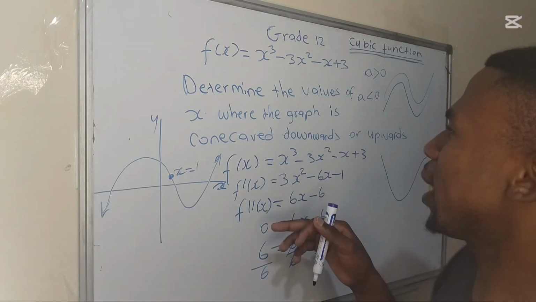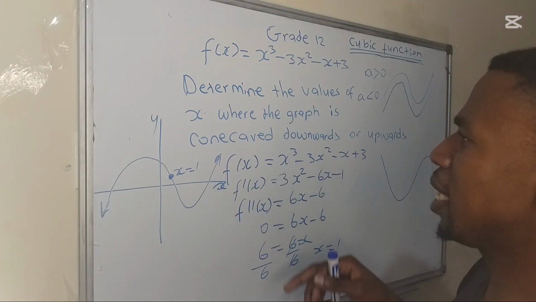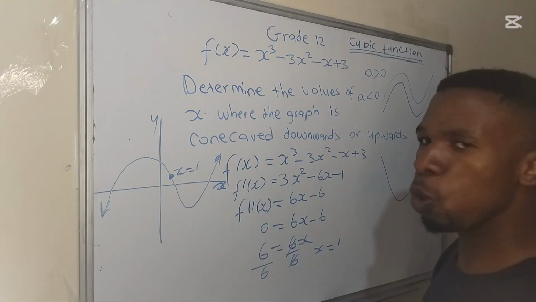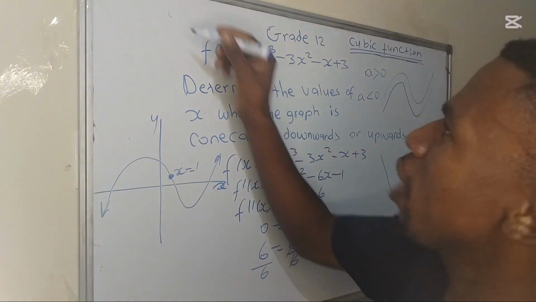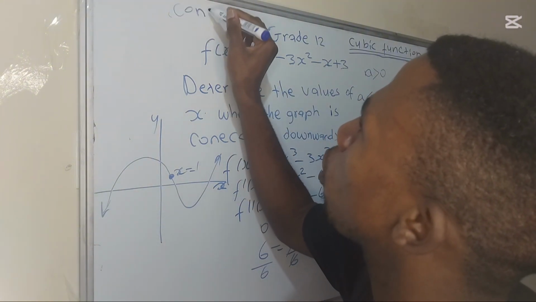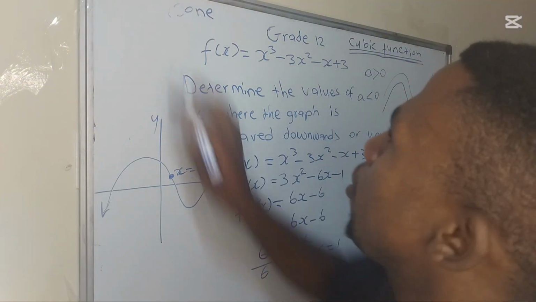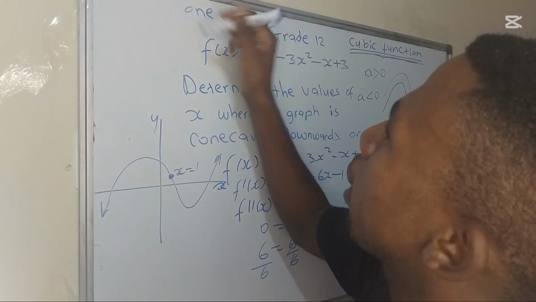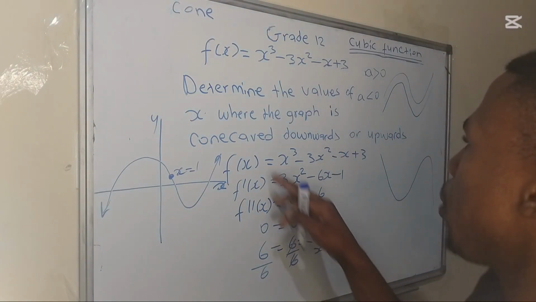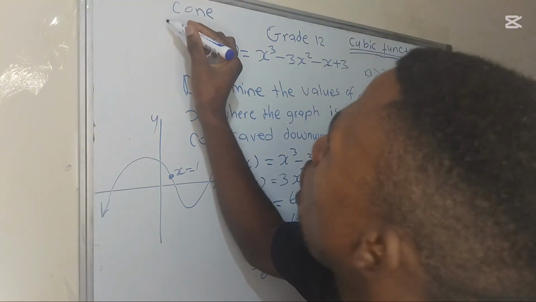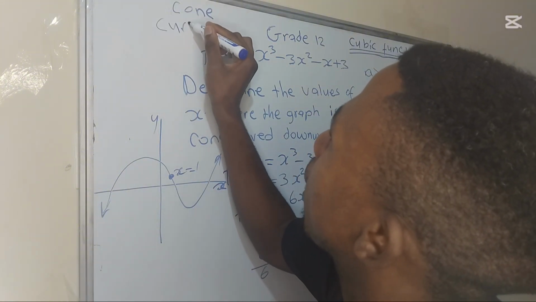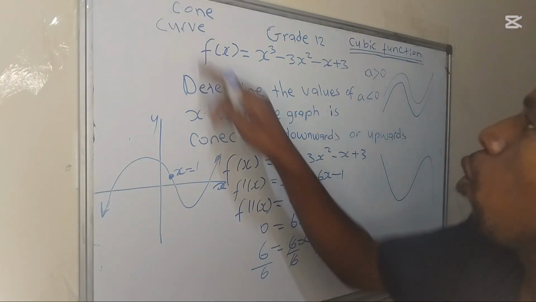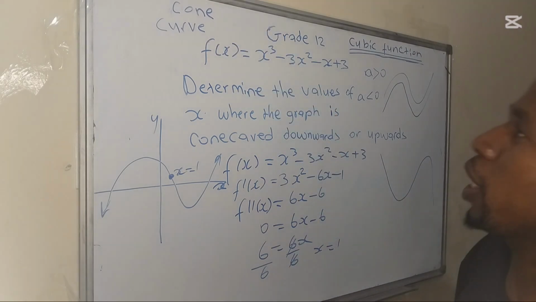Upwards, what is the cone? Okay, this concave is made up of two ways. We have a cone and also a curve, right?